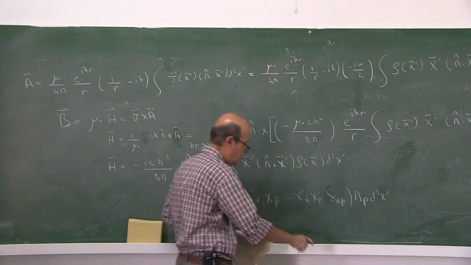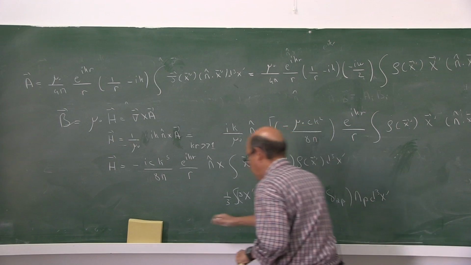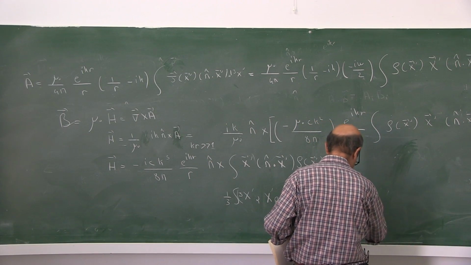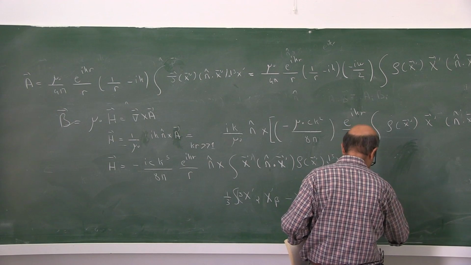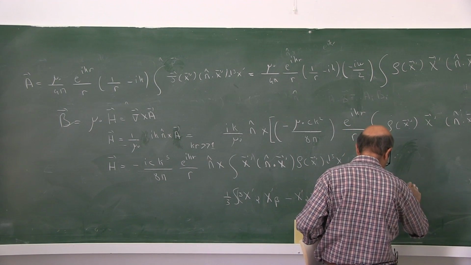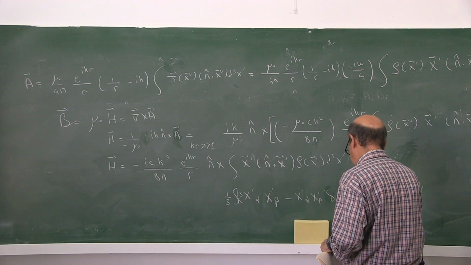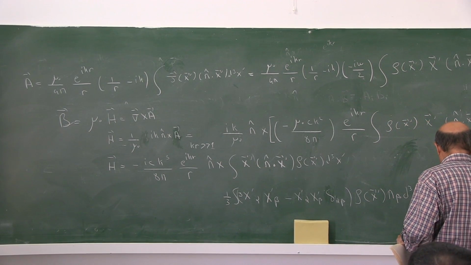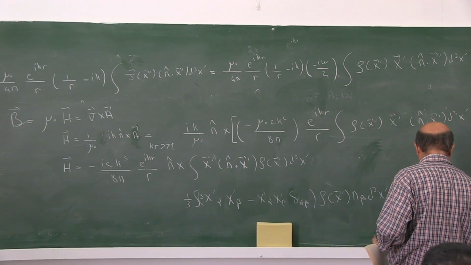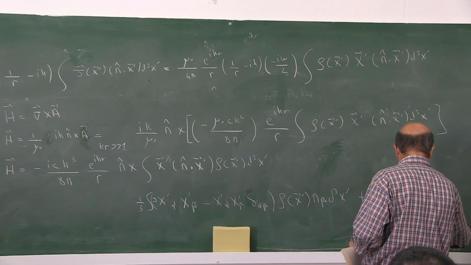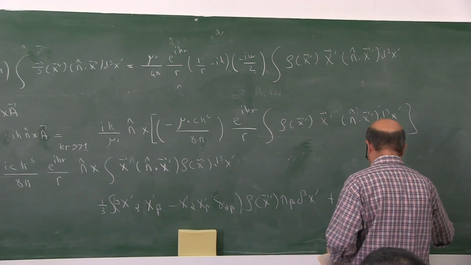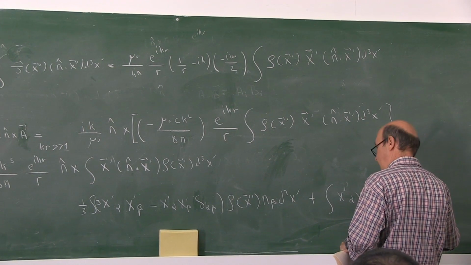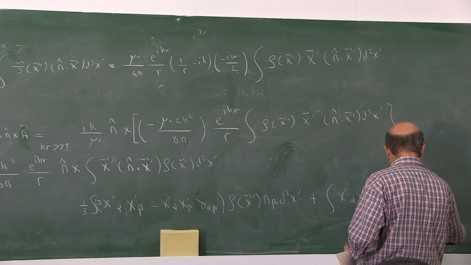Since I subtract a term, I should add the same term, but I forgot to write the charge density. Charge density, n beta, d cube x prime. Since I subtract a term, let me add the same term here. x prime alpha, x prime beta, Kronecker delta alpha beta, charge density, n beta, d cube x prime.